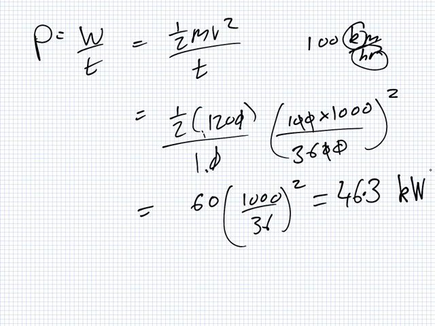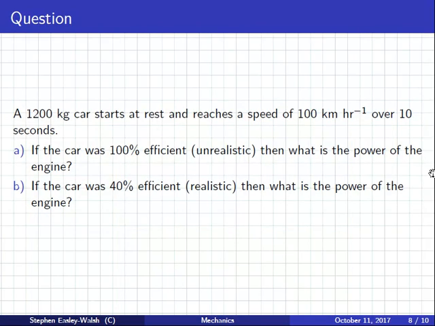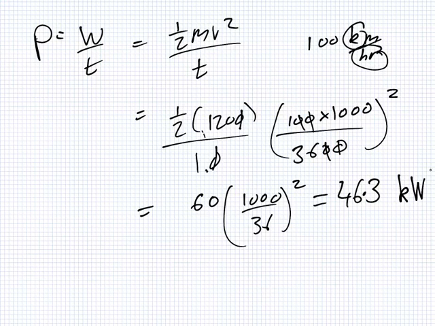It's only 40% efficient, which is still actually pretty good, 40% efficient. So does that mean the engine needs to be more powerful or less powerful to do the same work, to get to the same speed in the same time? It needs to be more powerful because it's losing energy in the form of what? What form does a car mostly lose energy in? Heat. Yeah, the engine gets quite hot.